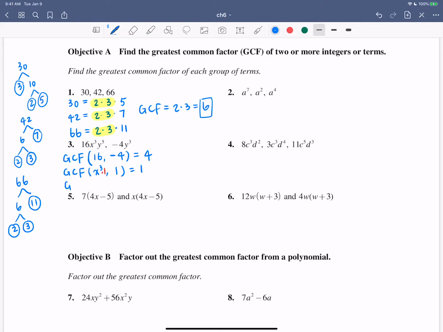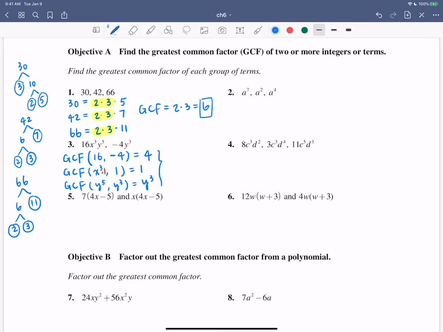You're moving on to the other variable, which is y. First one is y to the 5th, and then second one is y to the 3rd. What do they have in common? Well, the first one has 5 y's multiplying together. The second one has 3 y's multiplying together. When you put them together, they both have at least 3 y's multiplying together. So the greatest common factor is y to the 3rd.